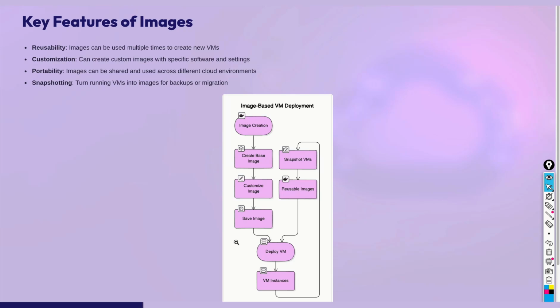Then you have snapshotting. Running VMs can be captured as snapshots and converted into images for backup or disaster recovery purposes. All right. Looking at this chart below, I realize there is a Docker container there. Just don't mind that. So we create our base image, we customize it with all the settings that we want, we save it, and then we can deploy a VM with that. Once that is running, we have our VM instances to which we can create VM snapshots, all right?